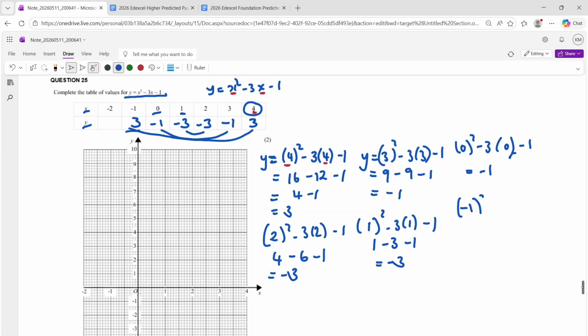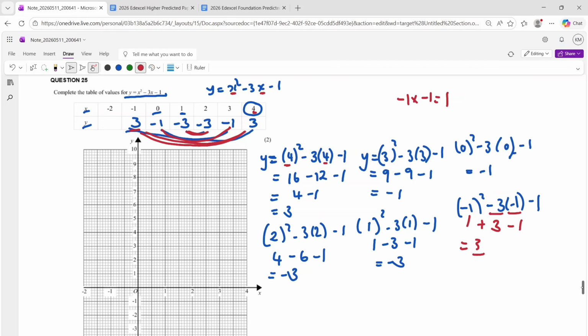Negative 1 squared. This is where people often go wrong. Negative 1 squared is negative 1 times negative 1, which is positive 1. So that gives me a positive 1 there. Then you've got negative 3 times negative 1, which is also a positive 3. This is where people often go wrong with the signs. Take 1. 1 plus 3 is 4, take away 1 is 3, which is what I got here. I knew that because I'd started to see the pattern that starts to mirror itself like this.